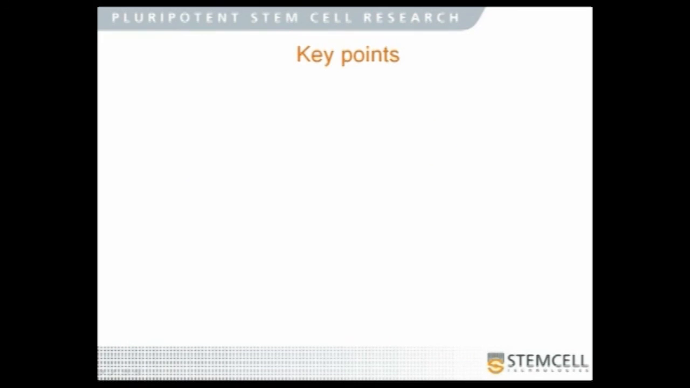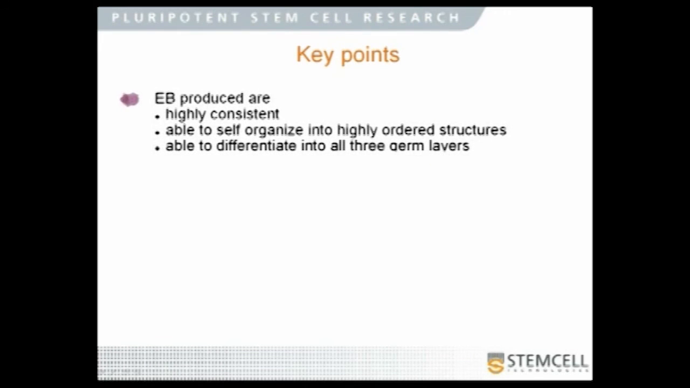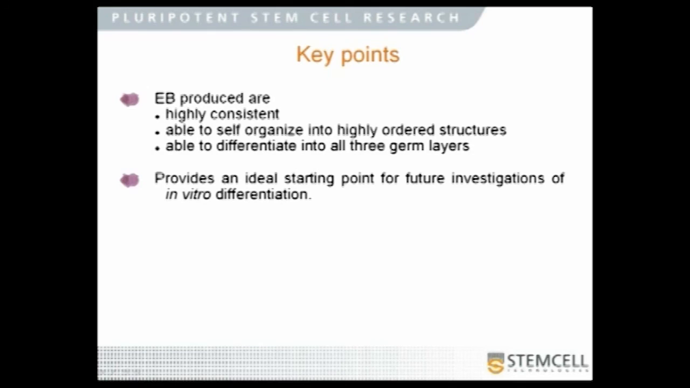So key points to take away from this are that the EBs produced are highly consistent. They can self-organize into highly ordered structures and differentiate into all three germ layers. And this provides a good starting point for investigating in vitro differentiation and all this self-organization and higher level structure that's of interest from a developmental biology perspective. It's also extremely scalable and high throughput, so you can take the results from a very small number of wells and expand very rapidly to much larger scales.